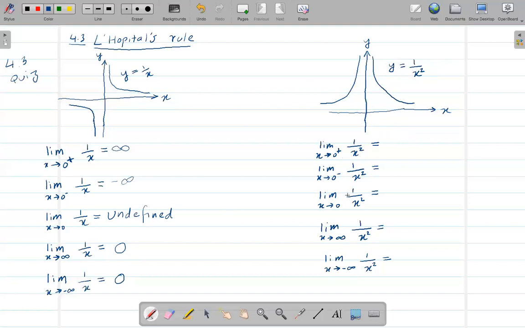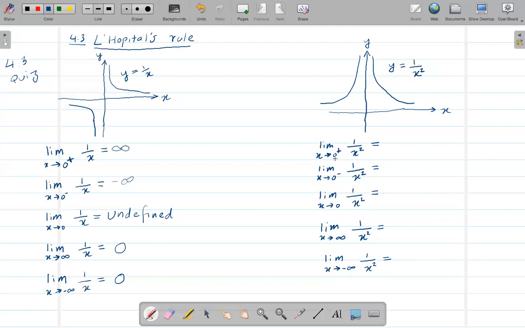Okay, now on this one, it's the 1 over x squared graph. So again, this one is approaching the y-axis, and this is going towards positive infinity. Also, this one is going towards positive infinity. This is going towards the negative side of x. This is going towards the positive side of x.